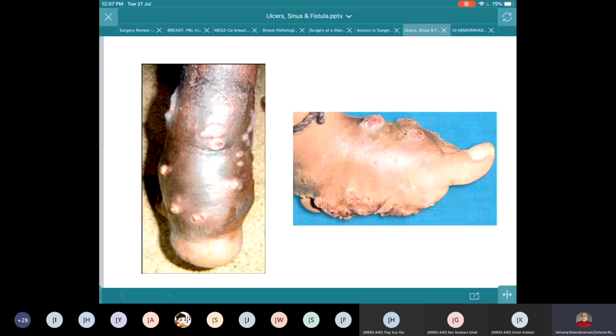But if the bone is already destroyed, you have to take an X-ray, of course. If the patient has come to you in the early stages with only very few sinuses, you can control it by giving crystalline penicillin. Suppose the patient is coming to you very late, and all the underlying bones are destroyed, then you cannot do anything. You can do only amputation, below knee amputation.